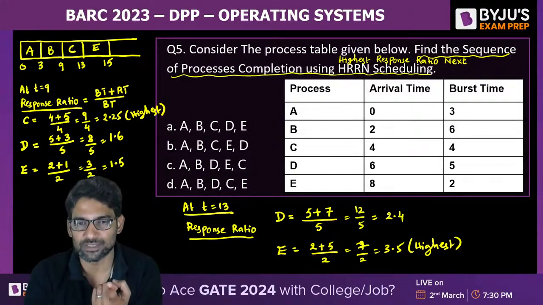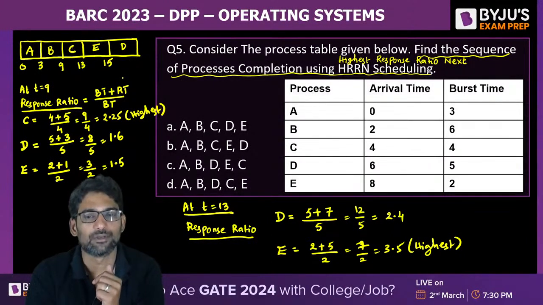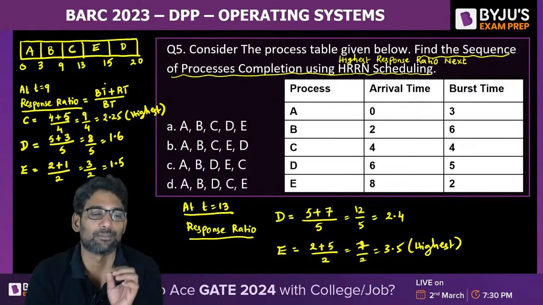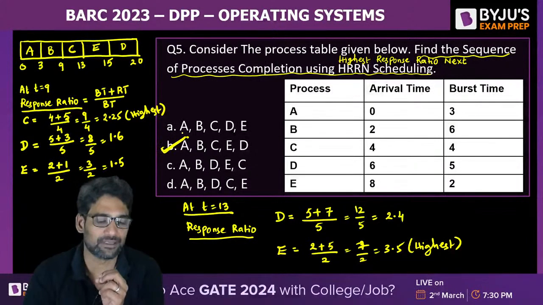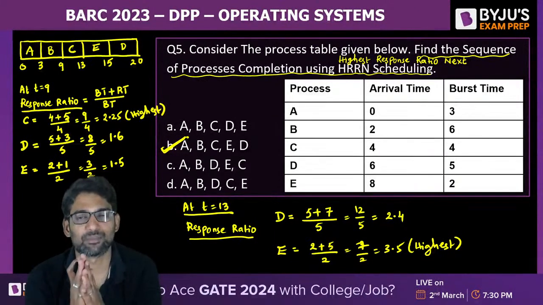Now, only one process D is left. So, directly you can schedule 15 to 20. So, this is what the completion sequence A, B, C, E, D. Option B is the right answer. MSD, option B is the right answer.